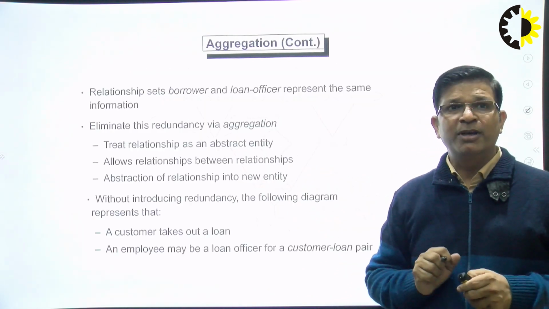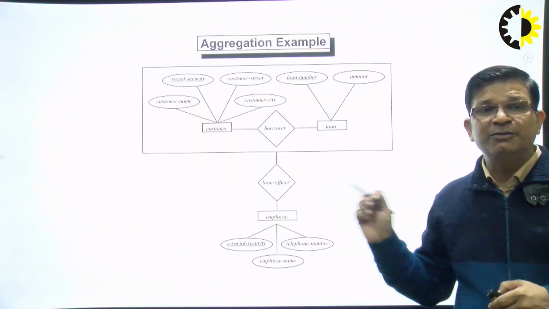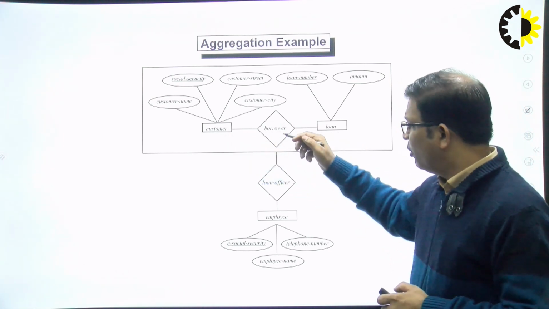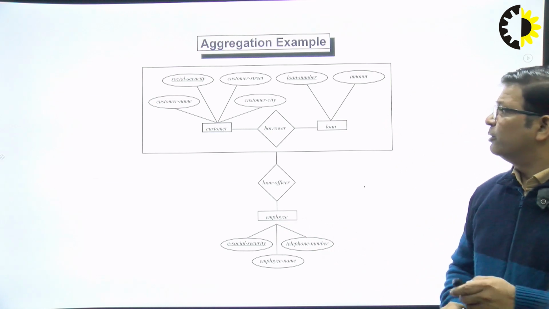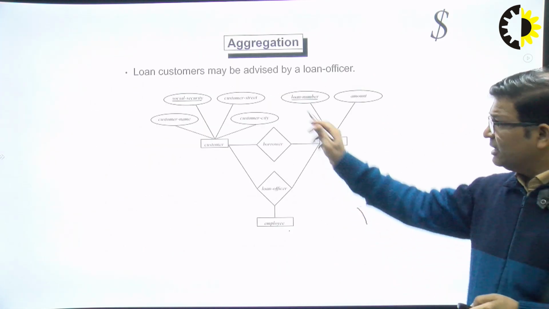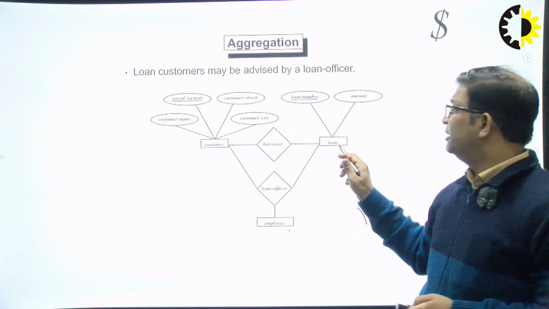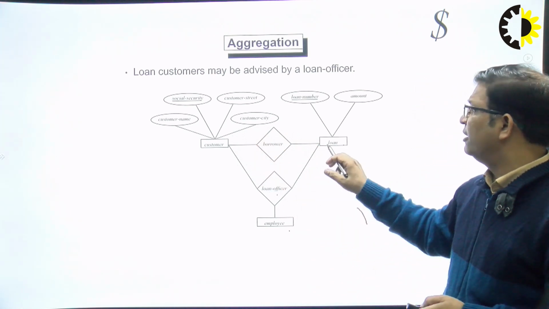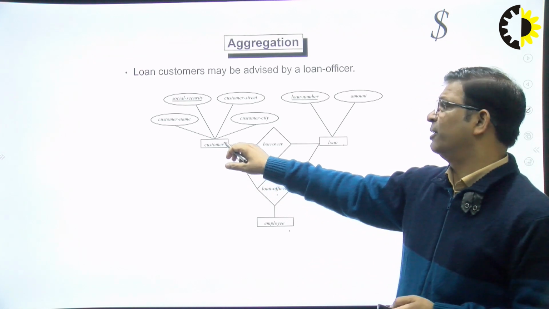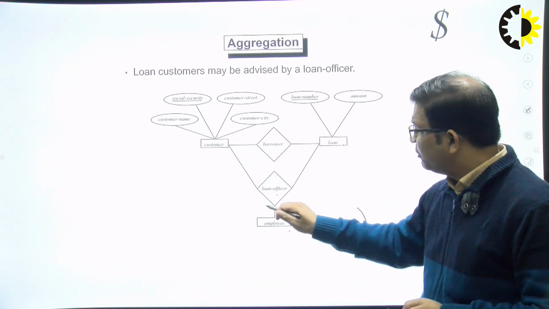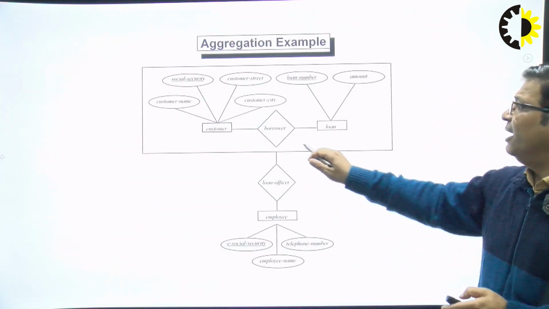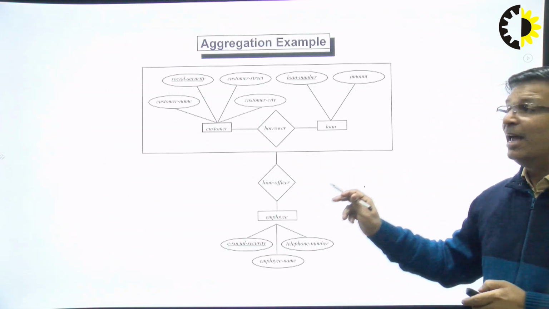This should not be done. This should be done in this way. Like loan account is related to customer and borrower is related to employee. So this particular diagram is a combined diagram where these three entities are interrelated to each other. For example, loan officer is related to loan and this is related to customer. Obviously, this particular loan officer is related to this borrower. So we can keep it as such. So this is the aggregation example.